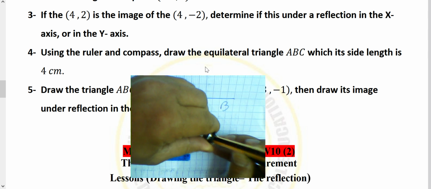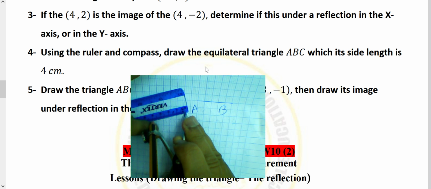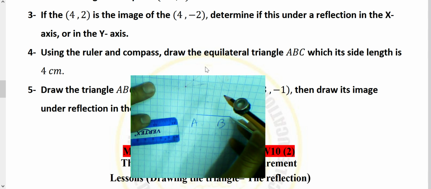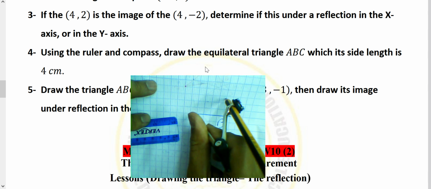The type of triangle here is an equilateral triangle, all sides equal. Start from 0 to 4. Draw the arc and go to this point. Draw the other arc.